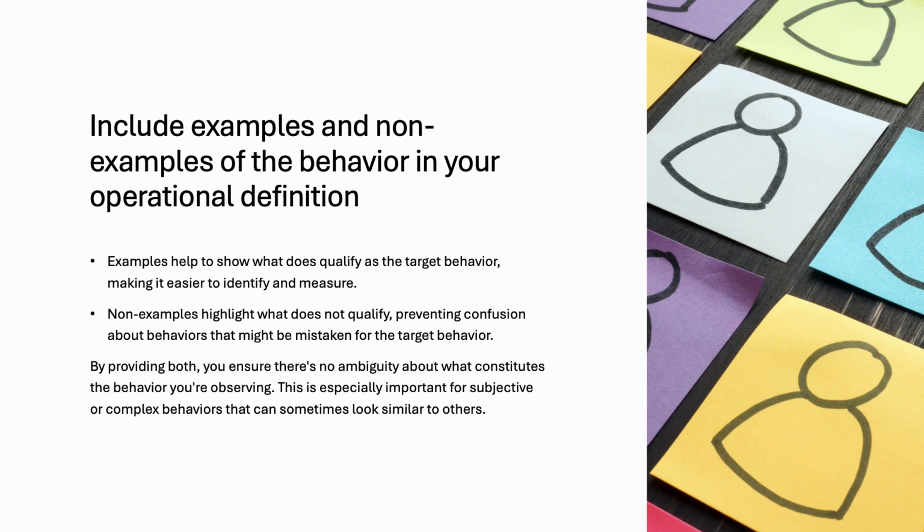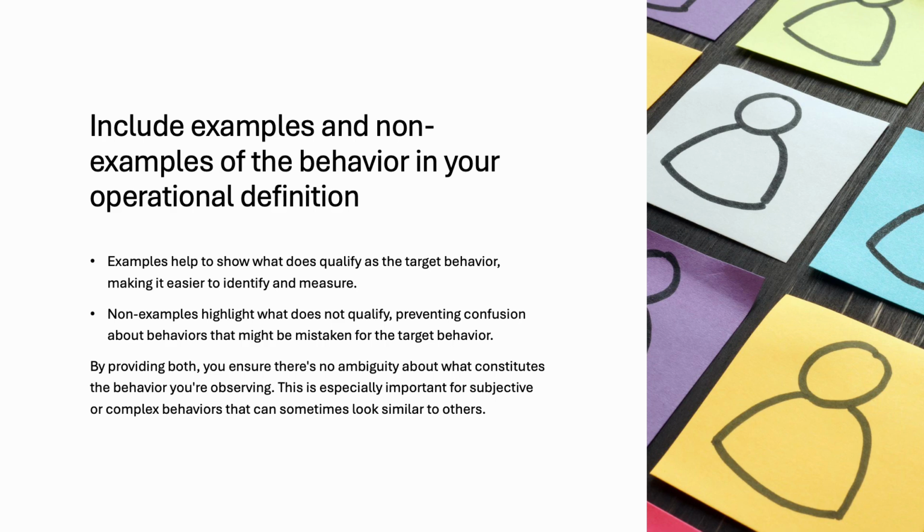You don't want things to be ambiguous. You want your observers to see an instance of the behavior, immediately know, I need to track this, I need to collect data on this particular behavior, and I also need to intervene on this because this was an instance of the behavior. We also don't want people implementing an intervention for something that wasn't an instance of problem behavior.